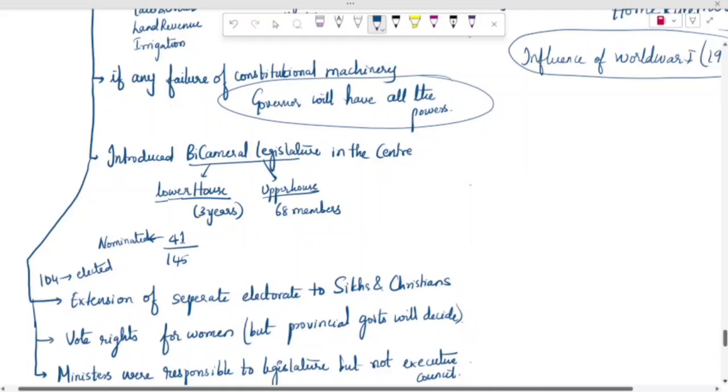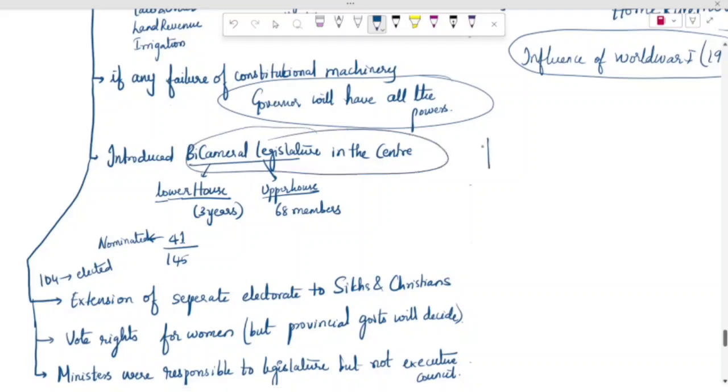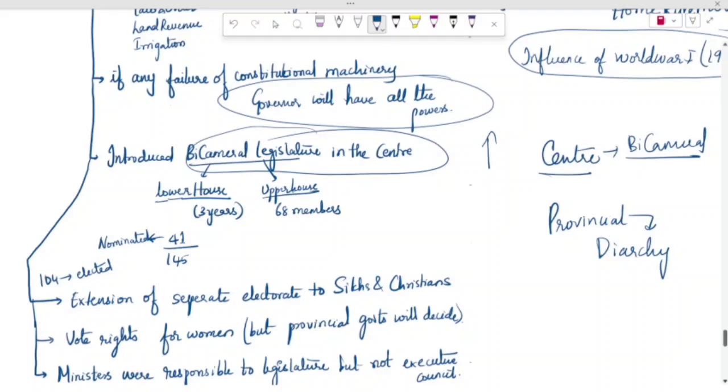And they introduced a bicameral legislature in the center. More Indians means more people should be there to discuss, right? So at the central level and the provincial level. At the provincial level, they brought diarchy, a popular minister and a governor. At the central level, they brought a bicameral legislature. Two houses: one is the upper house and another is the lower house. The lower house had members with a 3 year tenure, and the upper house had 68 members. In the lower house, out of 145 members, 41 were nominated and 104 were elected directly.